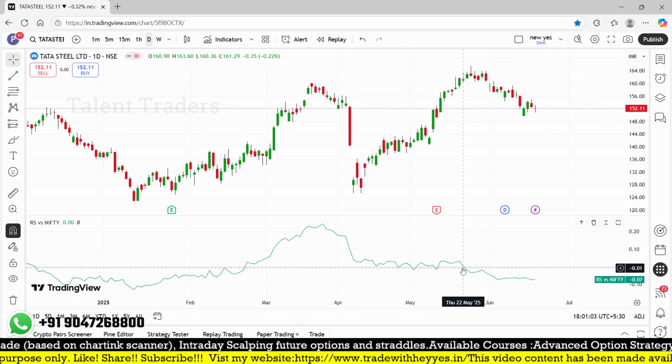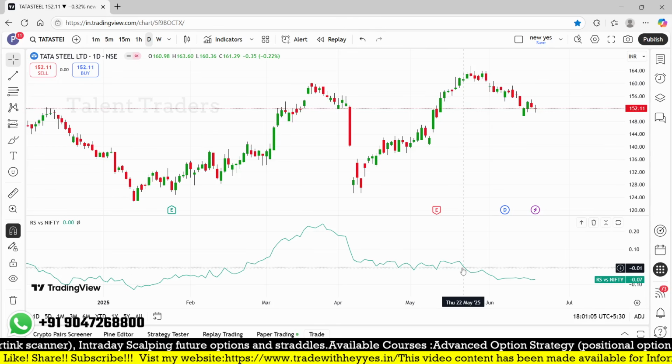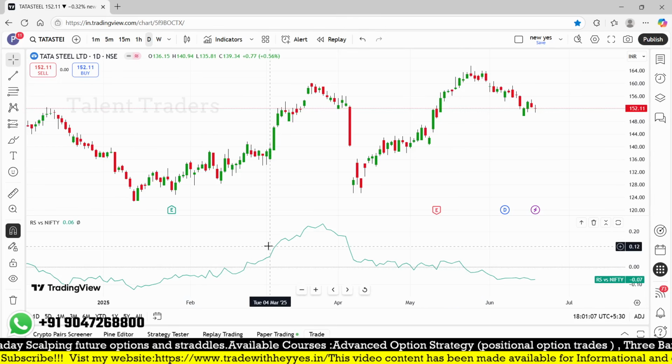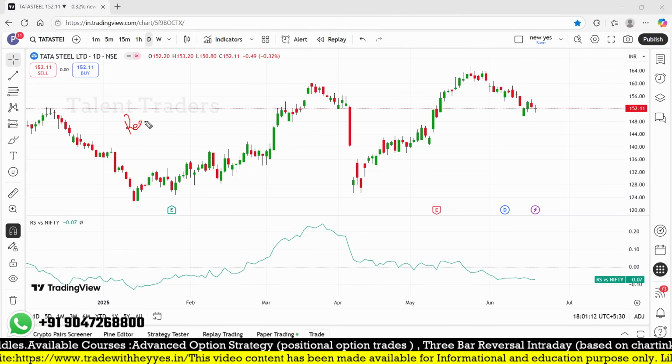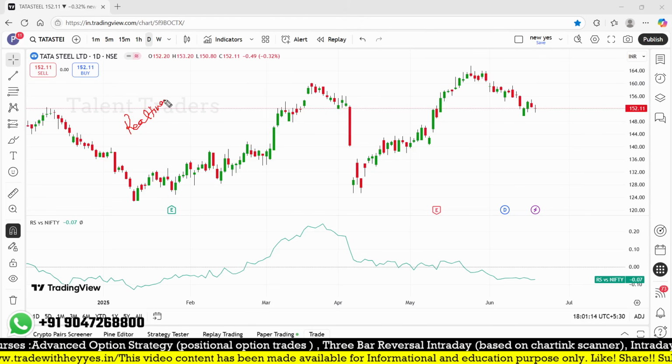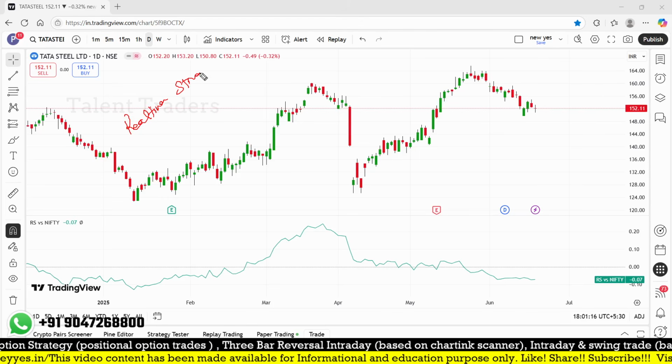So that shows the stock is underperforming compared to the Nifty. That is the main concept where we can use relative strength. It is not a relative strength index again, it's a relative strength.